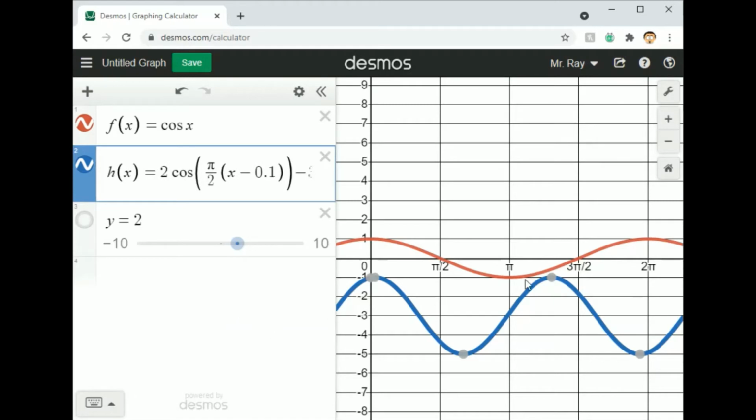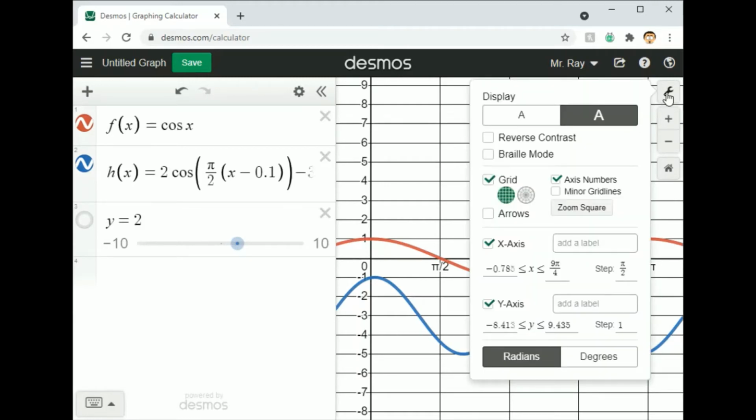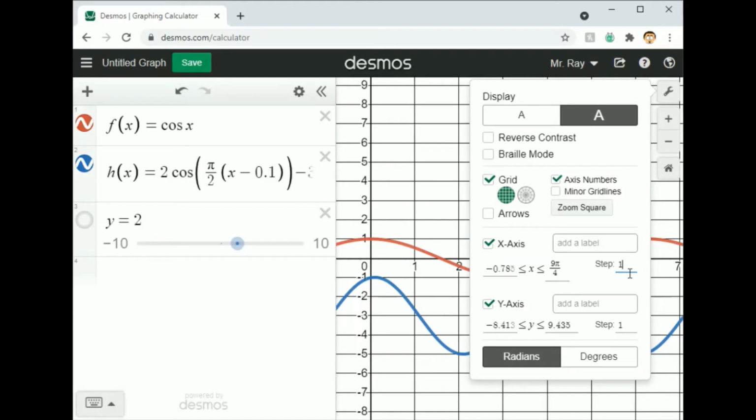Okay. To make this a little bit easier to verify that it's correct, I'm going to do something kind of weird. I'm going to go back into the settings and turn off the step of pi over 2, because that's multiples of pi. I want to point out this is not changing the graph at all. It's just changing the units in which the grid is marked. So it's completely legit. And I'm just going to change this to go up in steps of 1, just for the heck of it.